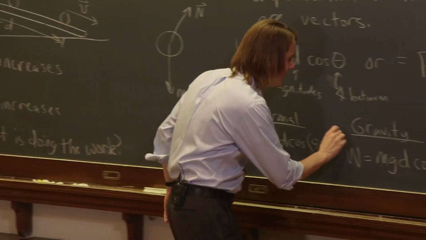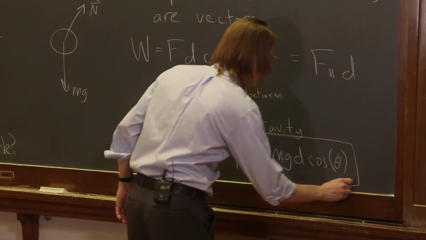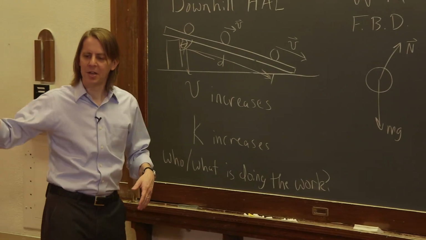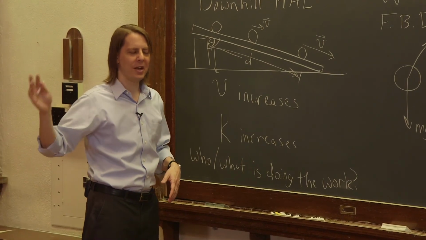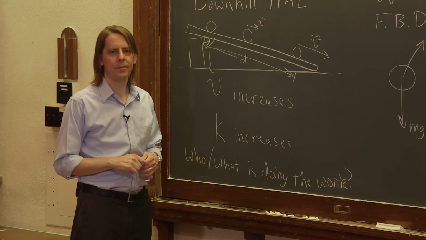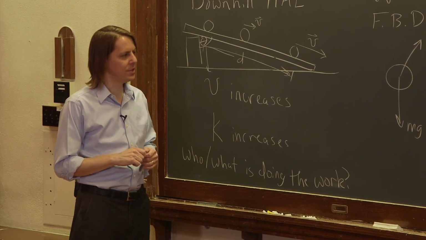So this is where the work is done. The work that gave it kinetic energy was done by gravity. And just like the acceleration is slowed down by going at an angle, how quickly you give it work is also slowed down by going at an angle. So gravity can do work on an object that changes its kinetic energy.